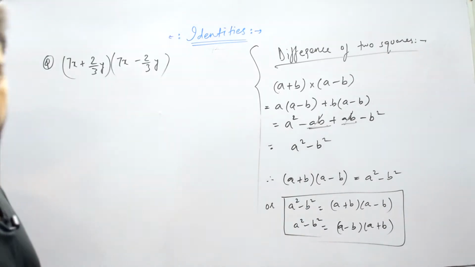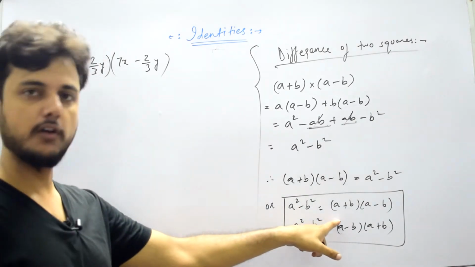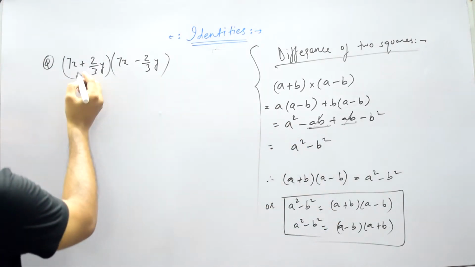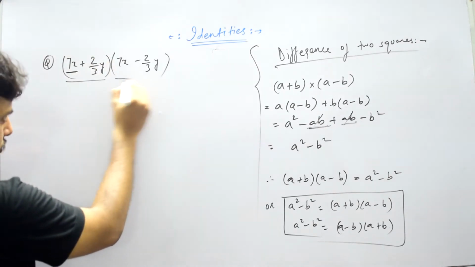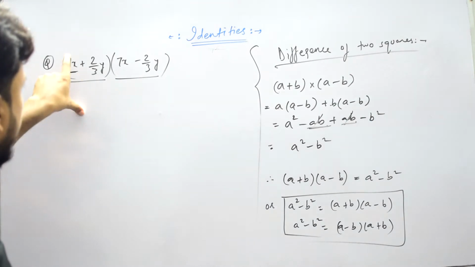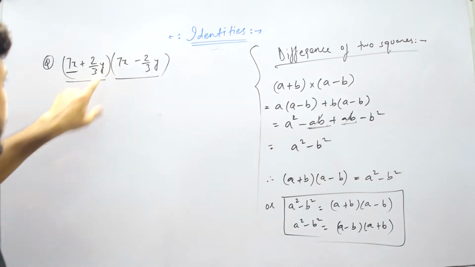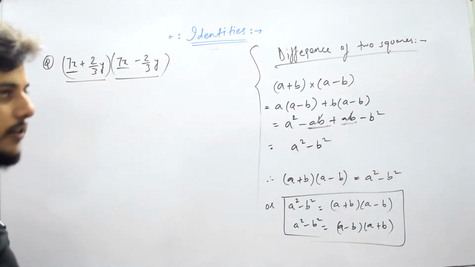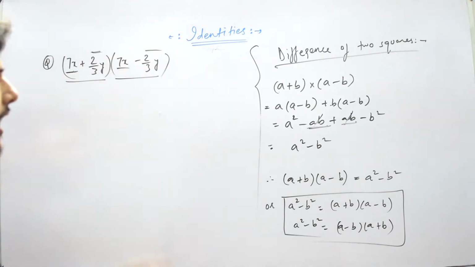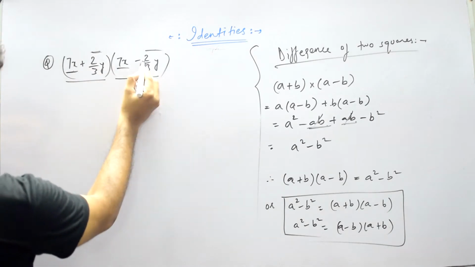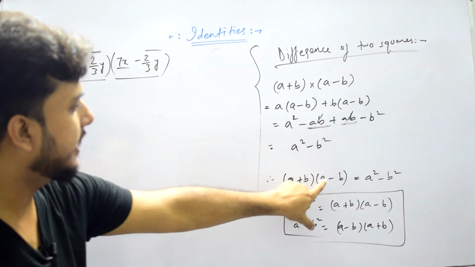Now we'll see some questions related to this formula. Suppose we have this question. Now see here how to identify that we have to use this formula. There are two terms in the product, and the first algebraic term of this is 7x, and this one is also 7x. And the next term is also same, 2 by 3y, 2 by 3y. In front of this there is plus and in front of this there is minus. So this is of the form a plus b, a minus b.